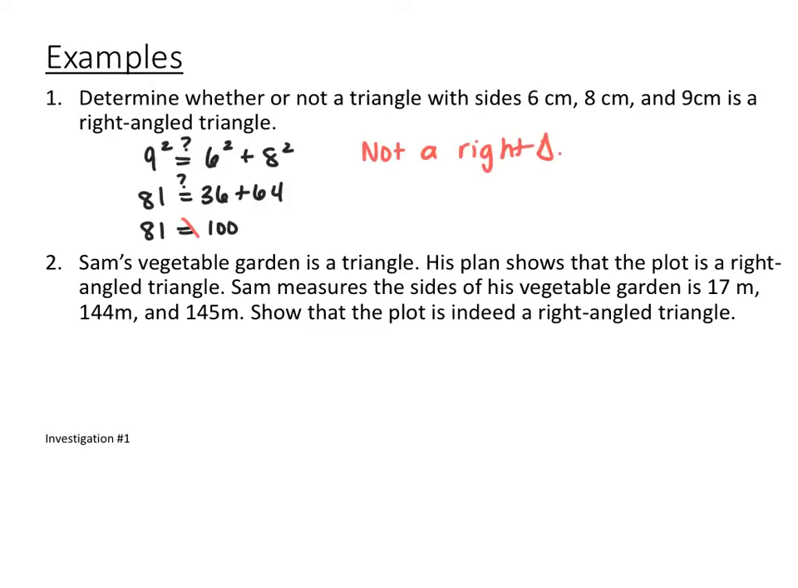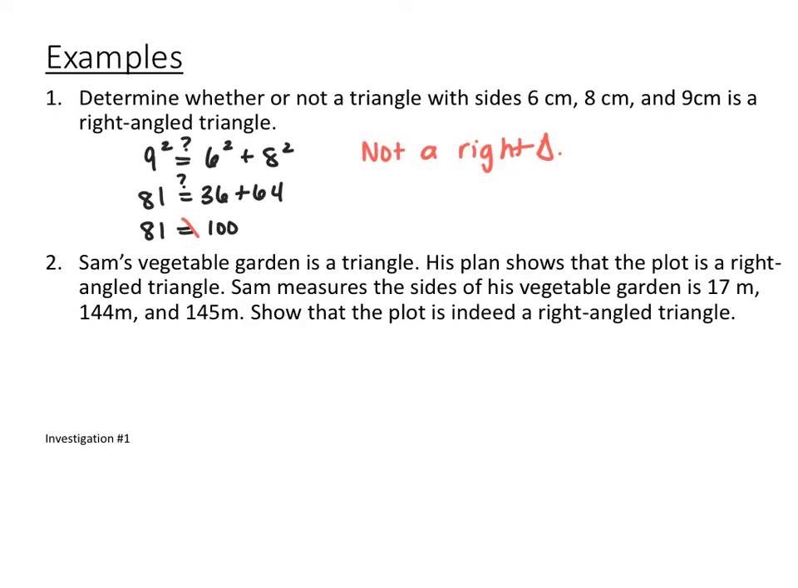So remembering that your hypotenuse always has to be the longest side, I made C be 9. So 9 squared is equal to 6 squared plus 8 squared, which means 81 is equal to 36 plus 64, and therefore 81 equals 100, which is not true. So since this is not true by using the converse of the Pythagorean theorem, this is not a right triangle.